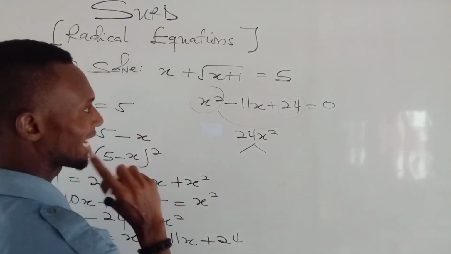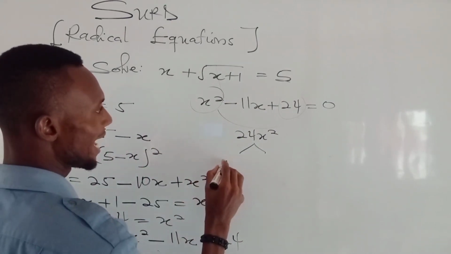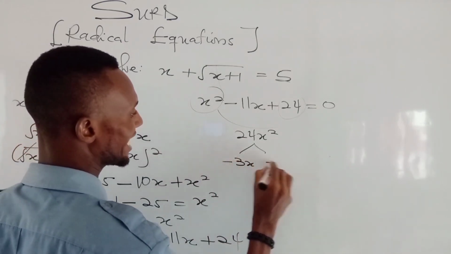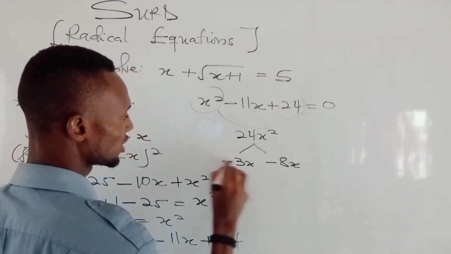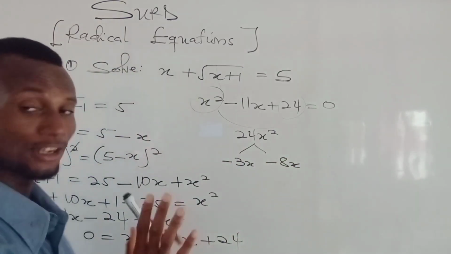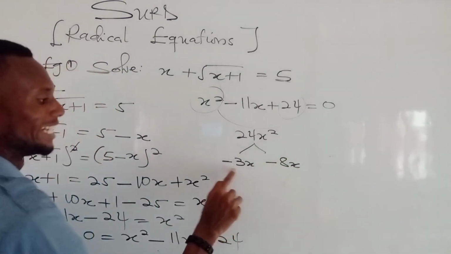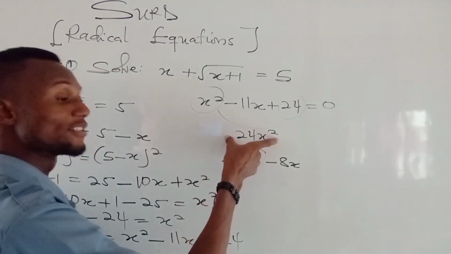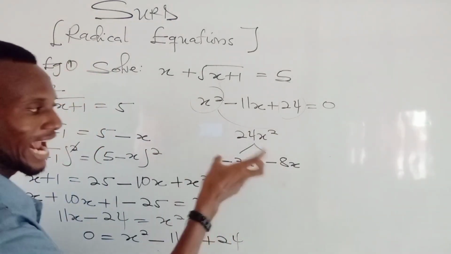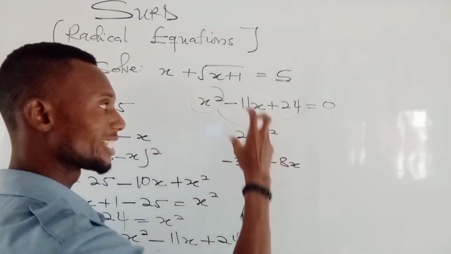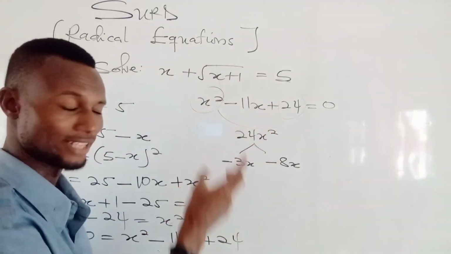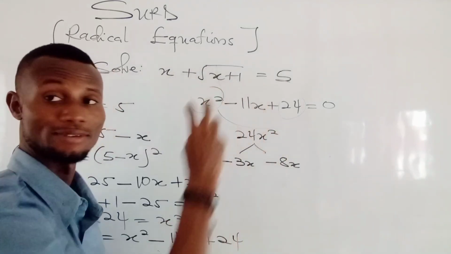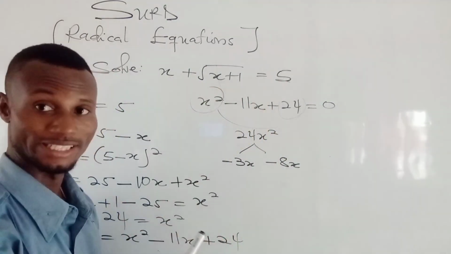Okay, and the two factors that come to mind will be negative 3s and negative 8s. Let's check and see if it is true that these are the two factors. Negative 3s times negative 8s gives positive 24s squared. Now when we add these same two factors, we are supposed to get the middle term, which is the negative 11s. So negative 3s plus negative 8s gives the negative 11s. Okay, so we've gotten the right factors.